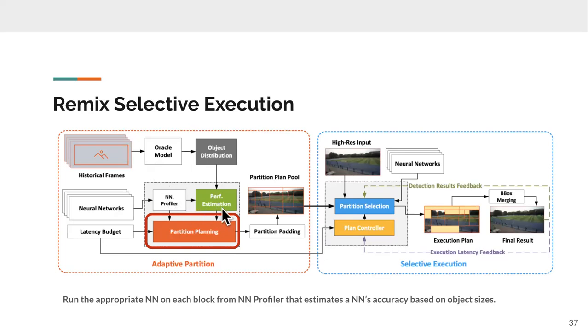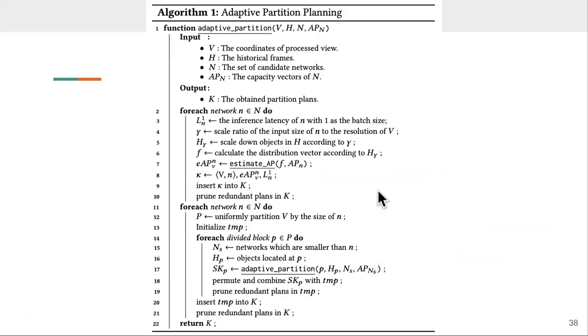So now we have the latency budget, the neural network profile, and also the estimation of neural networks. Then we can do partition. The goal of partition is to run the appropriate neural network on each block from the neural network profile that estimates a neural network's accuracy based on object sizes. And here are the details of this algorithm. It looks complicated, so I divided it into two parts.